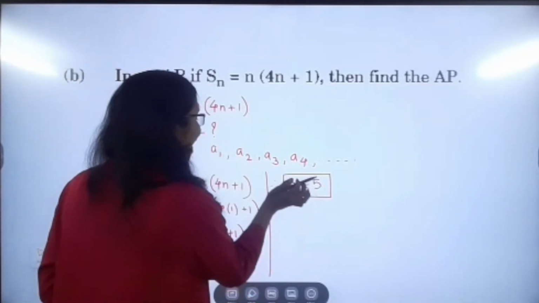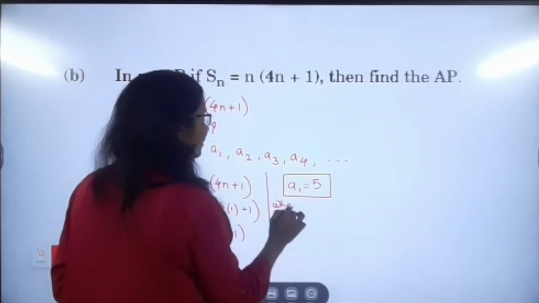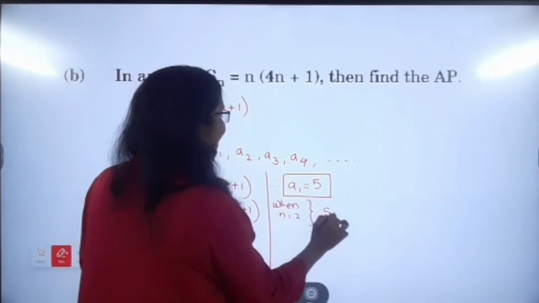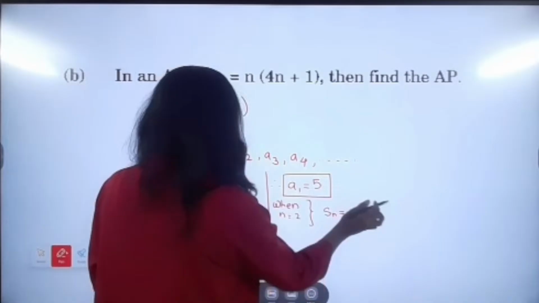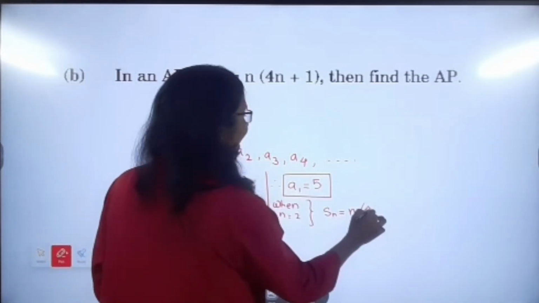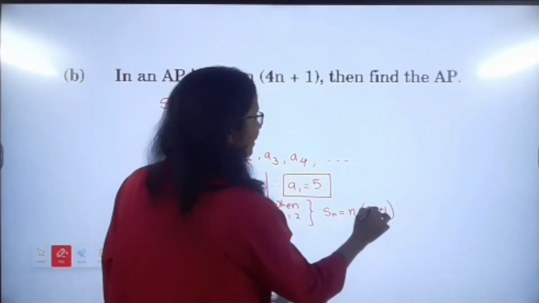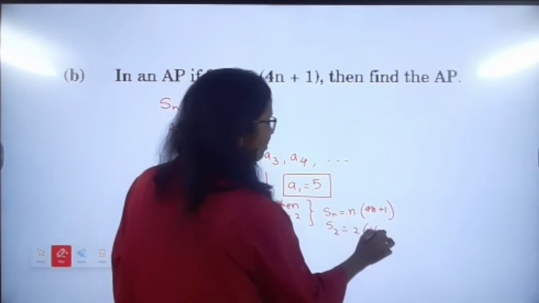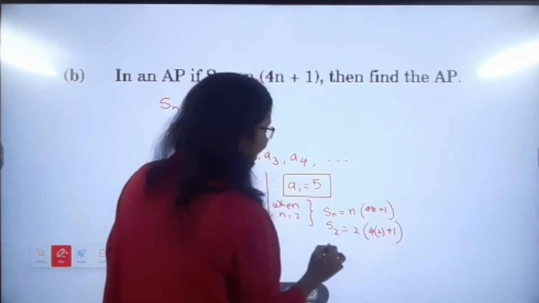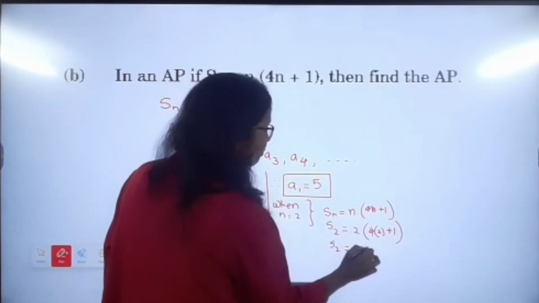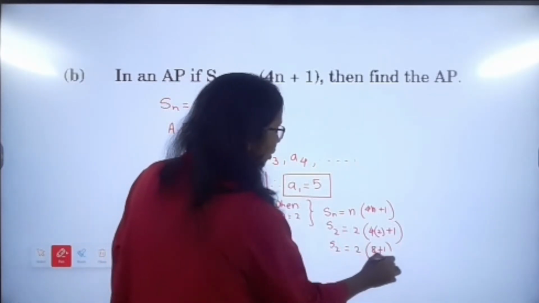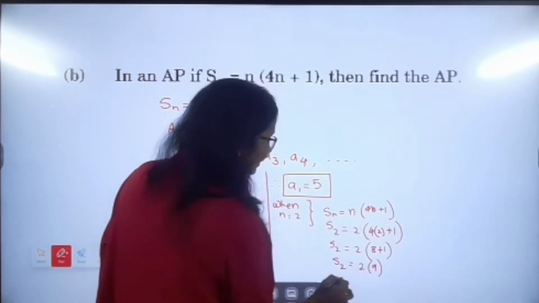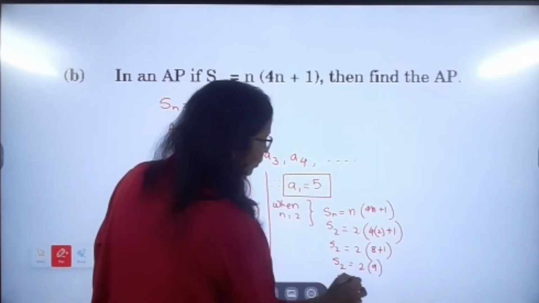When n is equal to 2, then here, students, Sn is equal to n(4n + 1). Then here, students, S2 is equal to 2 multiplied by (4 multiplied by 2 plus 1). Then S2 is equal to 2 multiplied by (8 plus 1). So here S2 is equal to 2 multiplied by 9. That means S2 is equal to 18.